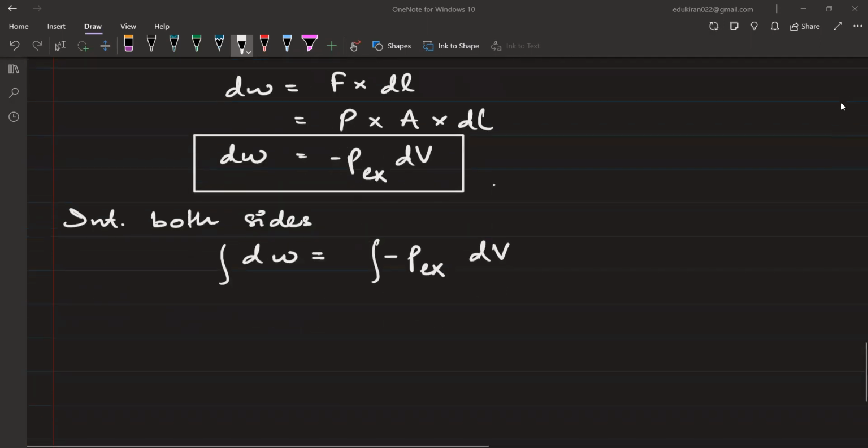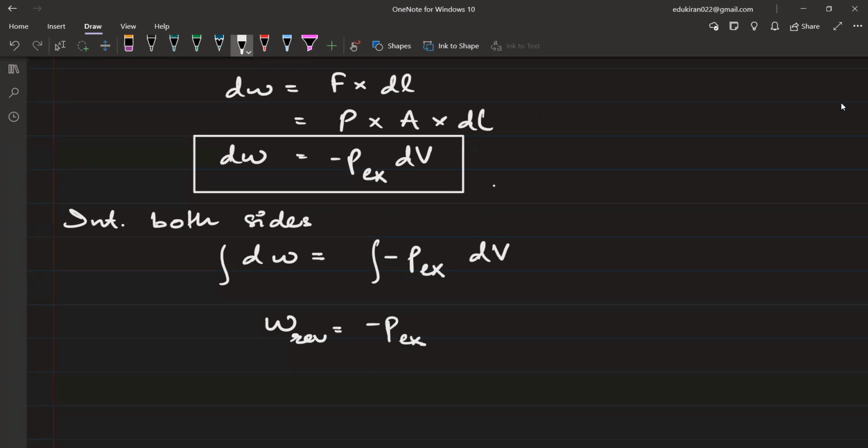Now, here integration of dW will be equal to W. Okay, because here we have W to the power of 0 and we will get W to the power of 1. So this will be W, and we'll write it reversible because we are talking about the work done in a reversible process. Minus P external is a constant. So minus P external will go outside. We'll have the integration of dV, small volume, and the volume change is from V initial to V final. Okay, and this will be equal to again minus P external.